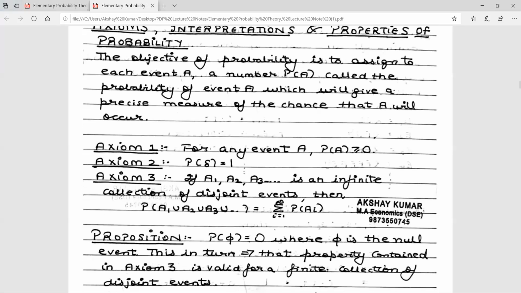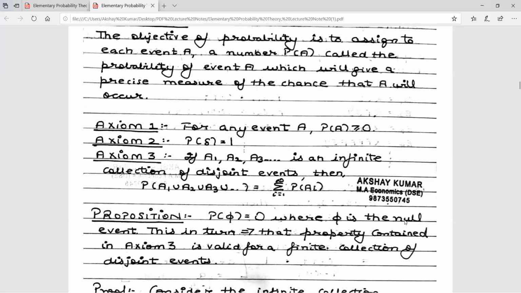Axiom 2: what is the probability of delta? Delta is the sample space. No matter which event occurs, the sample space will always occur. So probability of delta is exactly equal to 1, because any event is always a part of the sample space. So the probability of the sample space occurring is exactly 1.